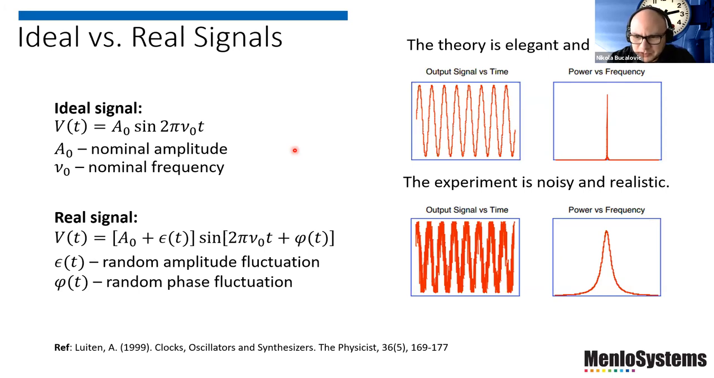So in the lower part, you see actually what the real signal looks like. Each real signal has some random fluctuations of the amplitude and random fluctuations of the phase, which we call the phase noise.